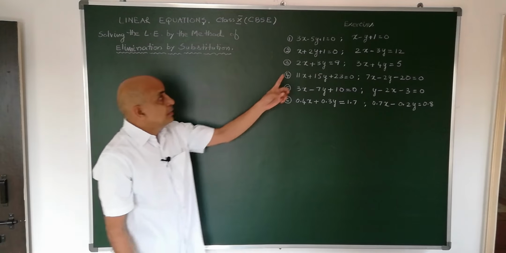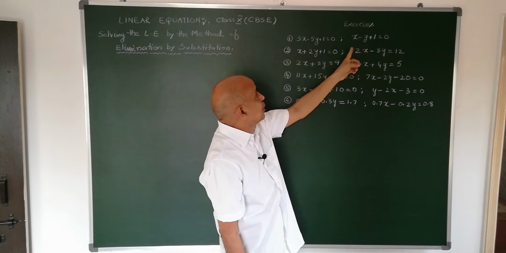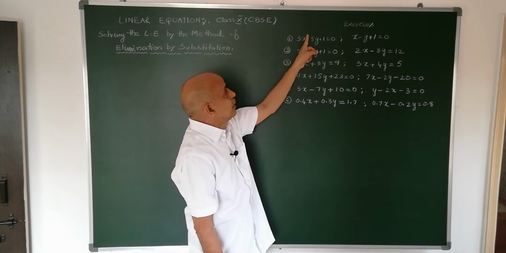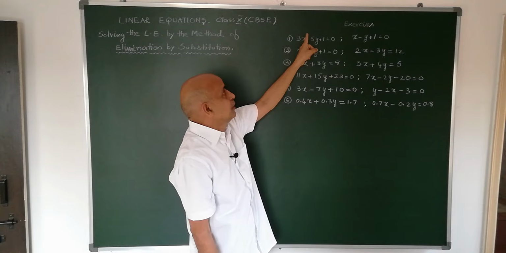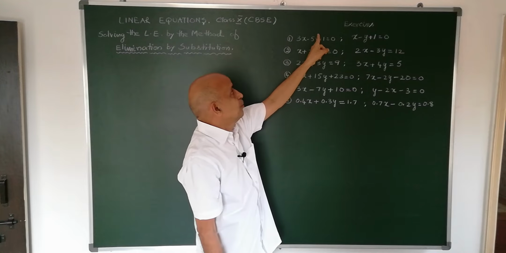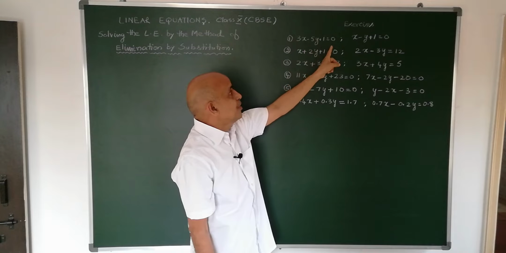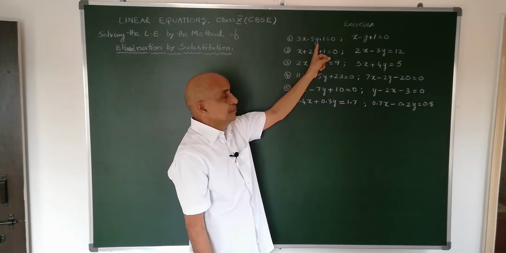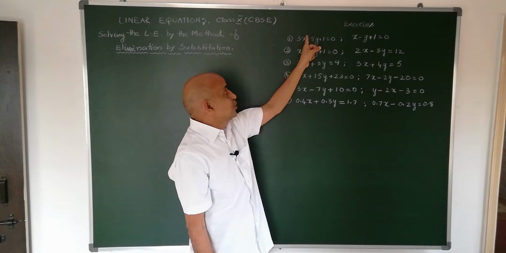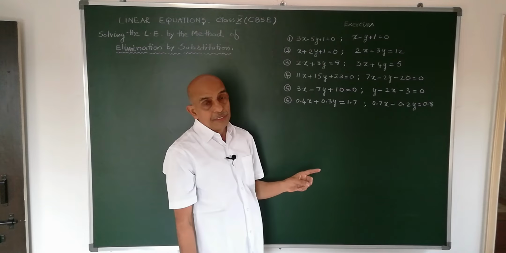Now, these are called linear equations. Why do we call them linear? Because the power of x is 1. Here the power of x is 1, the power of x is 1. So it is called a linear equation in two variables. Because the power is 1, it is called a linear equation.